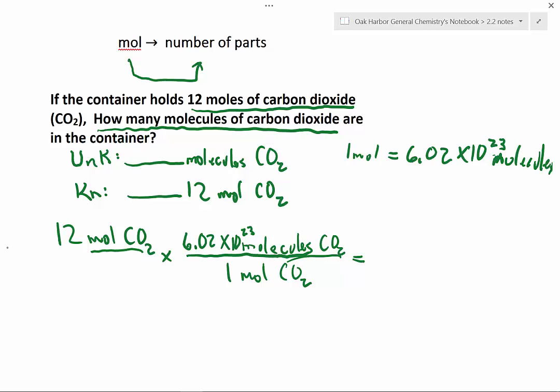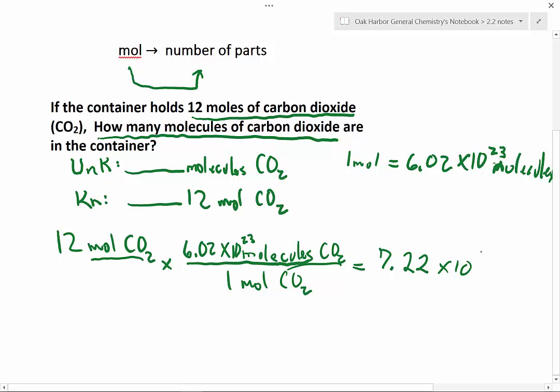And we're going to get a number that looks like this. It's going to look like this, 7.22 times 10 to the 24. Be sure when you're looking at your calculator that you don't leave that times 10 to the 24 off. Now this unit and this unit have canceled, and so the unit that is left is molecules of CO2.